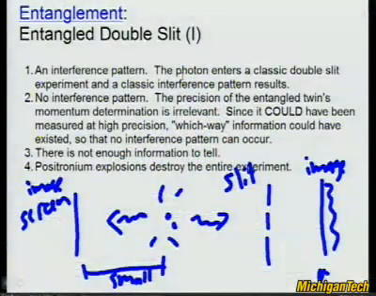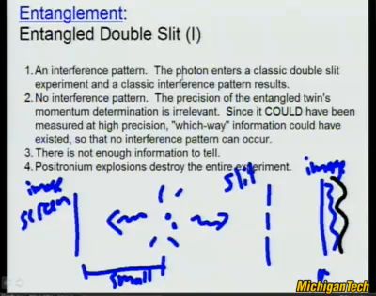So here are the possibilities. An interference pattern could appear on the image screen, which I usually draw like this. No interference pattern, which I usually draw like this. Let's see. There is not enough information to tell, or positronium explosions will destroy the entire experiment, so it's really senseless to continue. You need to call the medics at this point.